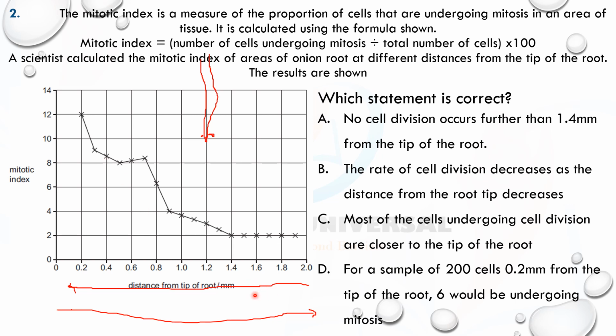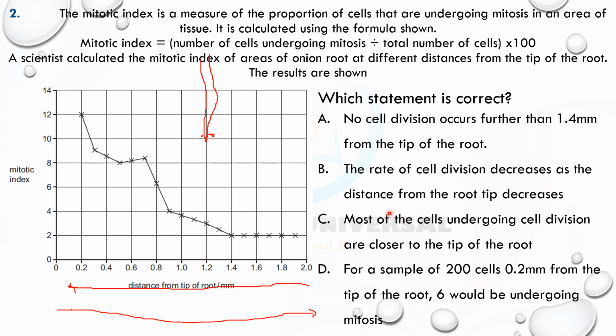As distance decreases, that means as you're moving from up here down, this is the root tip, as distance from the root tip decreases, rate of cell division increases because cells divide more at the tip. Can you see it? So you see 0.2 has the highest mitotic index, 12. So if you come closer, the cell division will increase, not decrease.